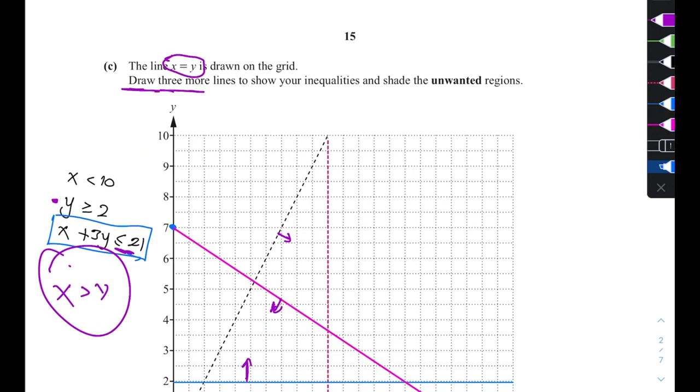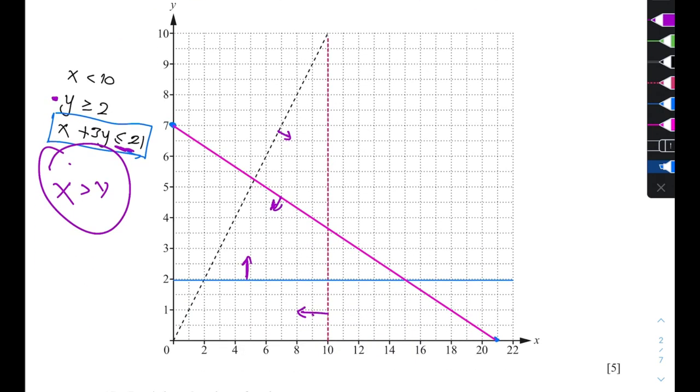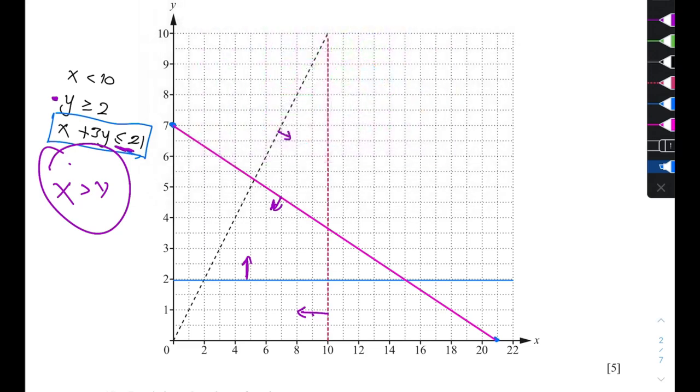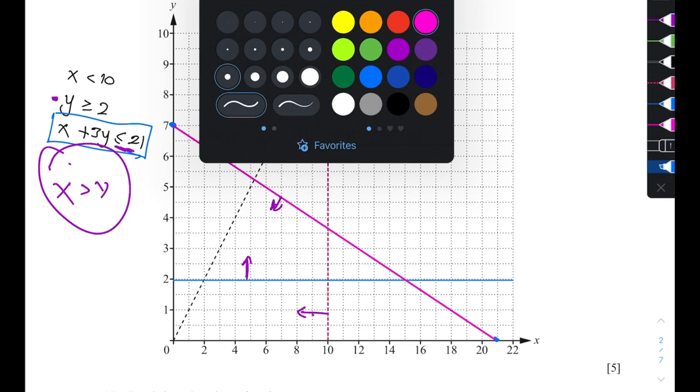Now, what do they want? They want you to shade the unwanted region, okay? So this is what I will do. I'll just choose a cool color, probably this color, and then I'll start shading. If I take this line, I like the arrow downward. That means that I want to shade in the opposite segment of this arrow. So I'm just going to shade the whole of, oh, it's too small. I think I can increase the size a little. Yeah.